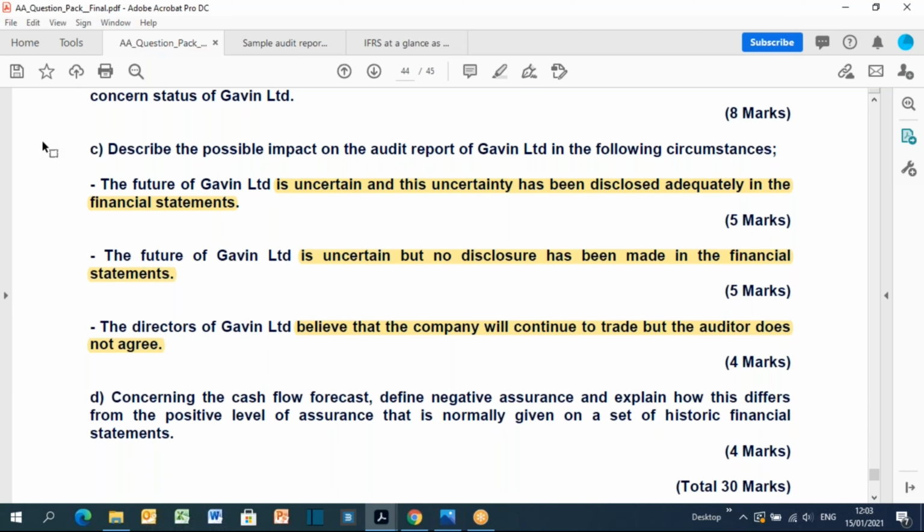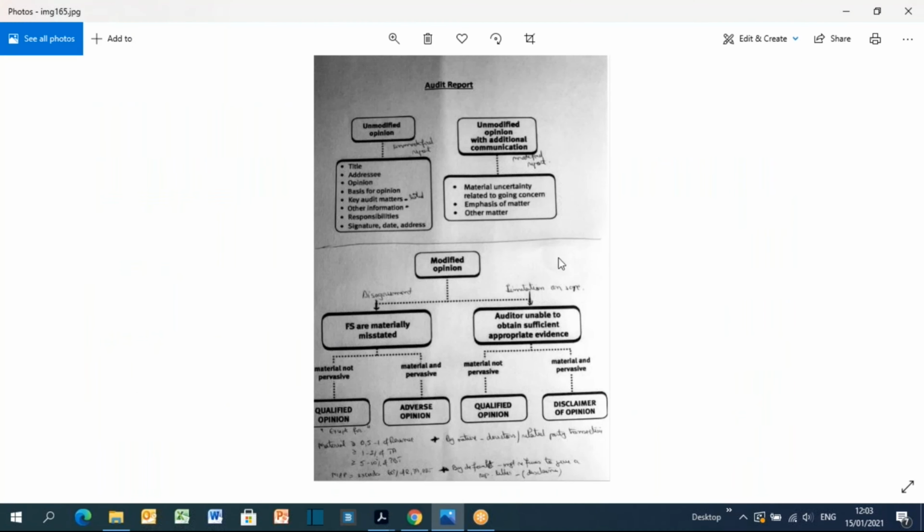They have problems with the money, or legal claims or whatever. And the management knows that, and the management properly disclosed that in the financial statements. In this case, you should explain both the auditor's report and the audit opinion. The opinion will not be modified. The opinion is an unmodified opinion, but the report will be modified by including a material uncertainty related to going concern status of the company.